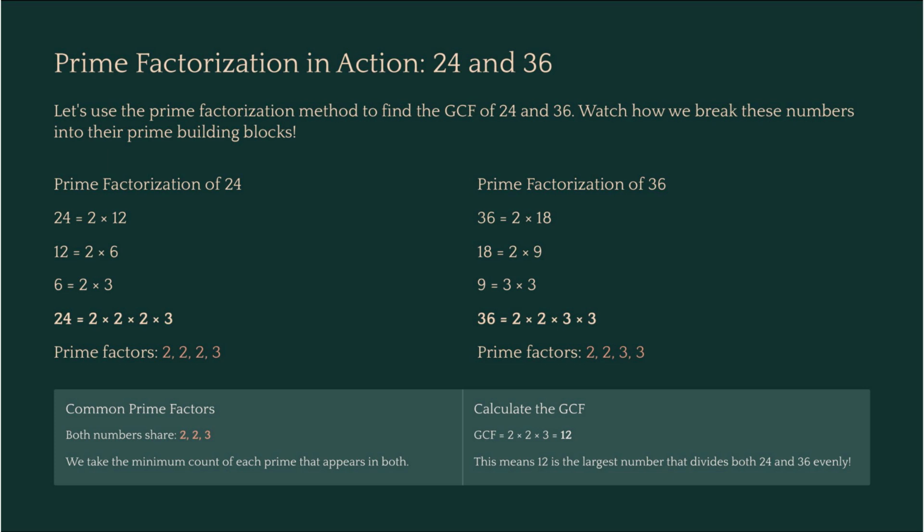Using prime factorization in example 5 to find the GCF of 24 and 36. The prime factors for 24 are 2 times 2 times 2 times 3. The prime factors for 36 are 2 times 2 times 3 times 3. They share one 2, another 2, and one 3. Multiplying those common primes, 2 times 2 times 3 equals 12. The GCF of 24 and 36 is 12.